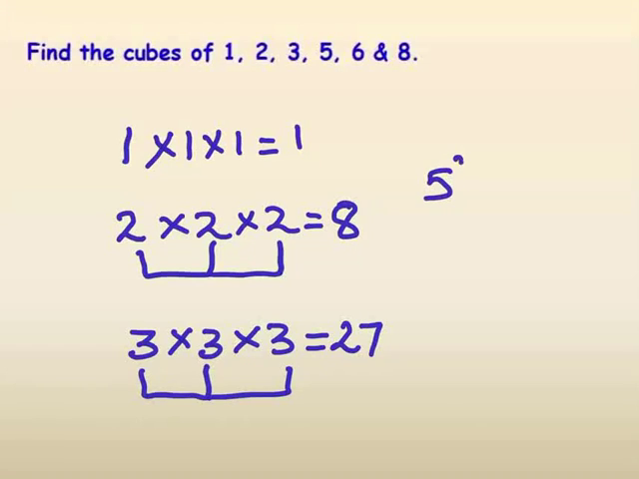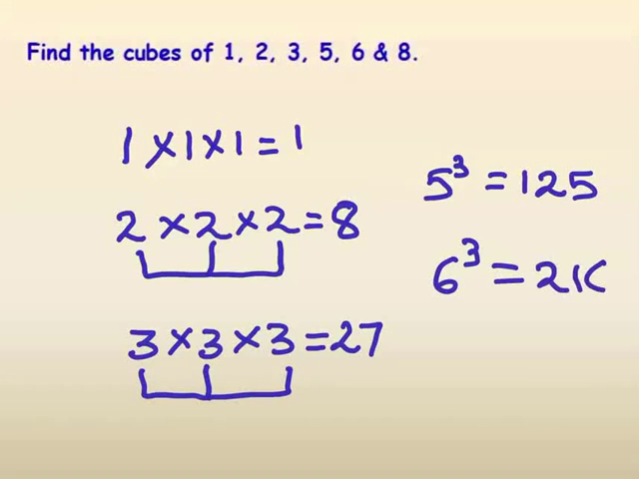Similarly, 5 cubed is 5 times 5 times 5, which is 125. 6 cubed is 6 times 6 times 6, which is 216. And 8 cubed is 8 times 8 times 8, which is 512.